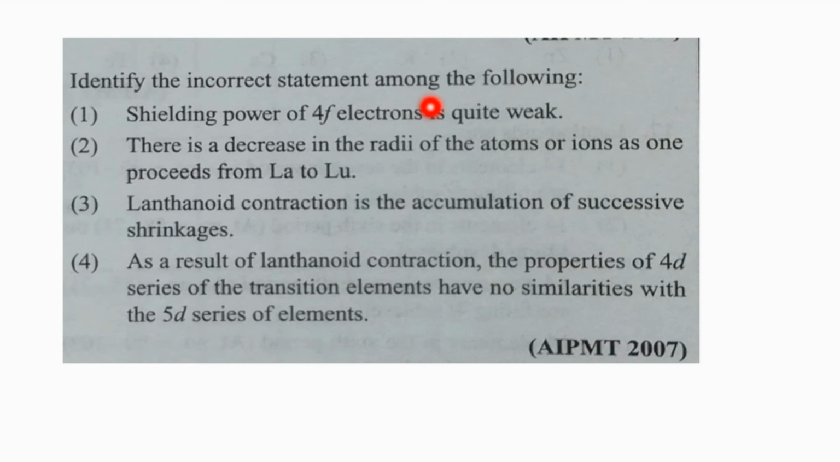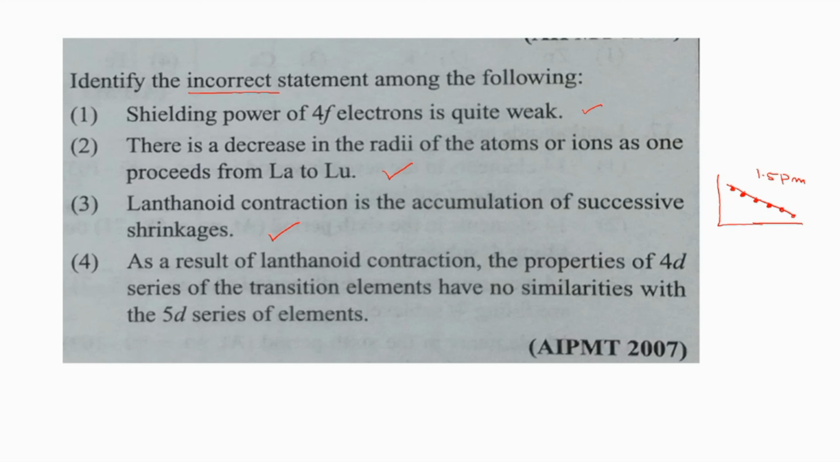Identify the incorrect statement among the following. Shielding power of 4f electron is quite weak. Do you agree with it? Yes. There is a decrease in radii of the atoms or ions as one proceeds from lanthanum to lutetium. Do you agree? Of course, there will be a decrease in atomic radii. But they are asking for the incorrect option. Lanthanoid contraction is the accumulation of successive shrinkages. That means there will be a steady decrease in atomic radii. In between each lanthanoid, the atomic radii decrease by 1.5 picometer. So this option is also correct.